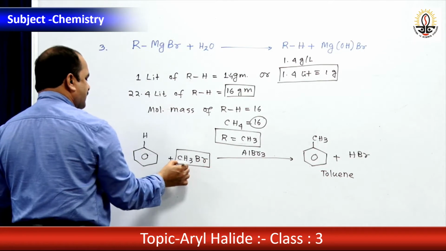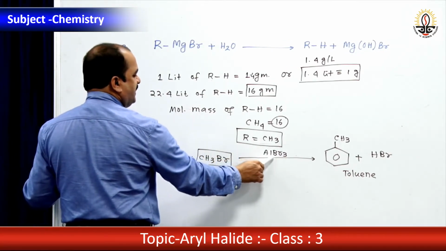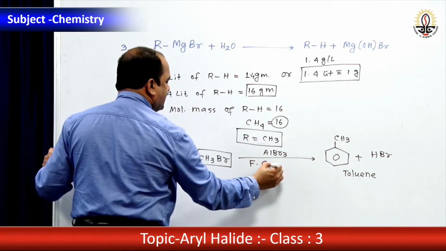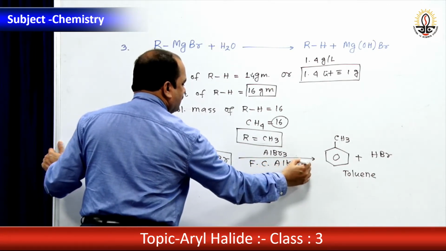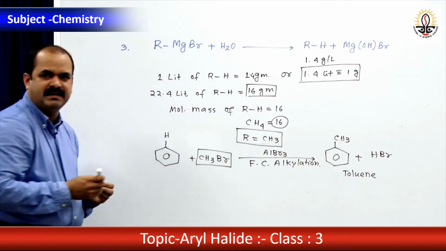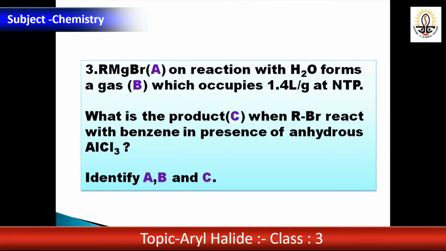It is methyl bromide. When benzene undergoes alkylation in presence of AlBr3, it gives toluene, and the reaction is known as Friedel-Crafts alkylation. So A, B, C are identified. Here A is equal to CH3MgBr, methyl magnesium bromide.